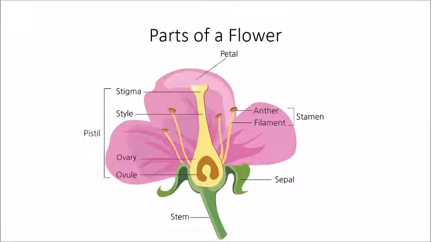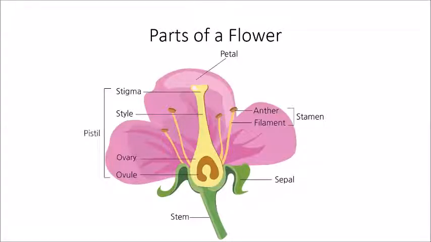Okay, so first we're going to talk about the different parts of a flower as well as the function of a flower. A flower is basically the reproductive organ of a plant. This is basically a plant's equivalent of its sexual reproductive organs. A flower is going to have a number of basic parts. It's going to have petals, a pistil, a stamen, and it's also going to have a stem and a sepal.